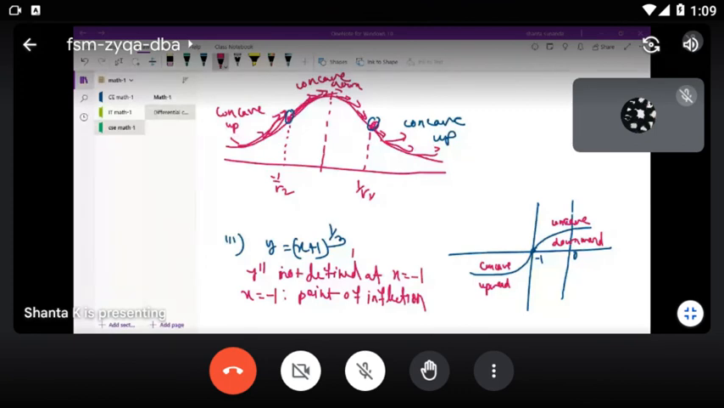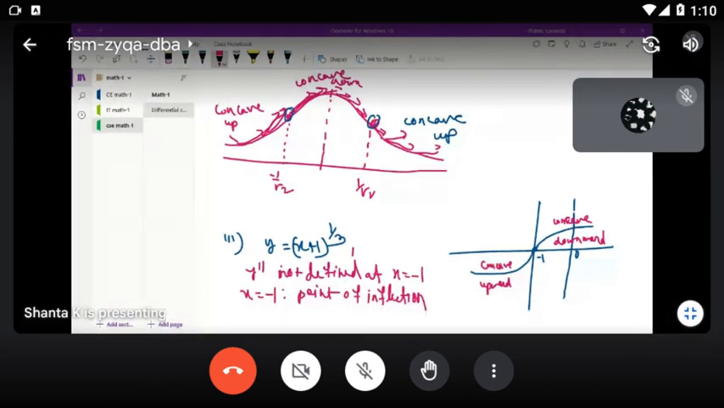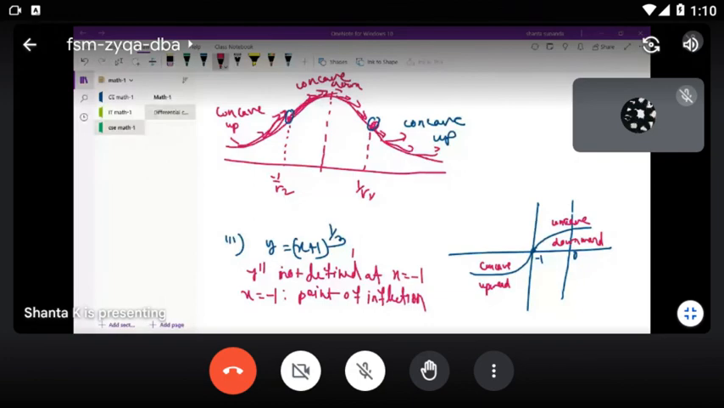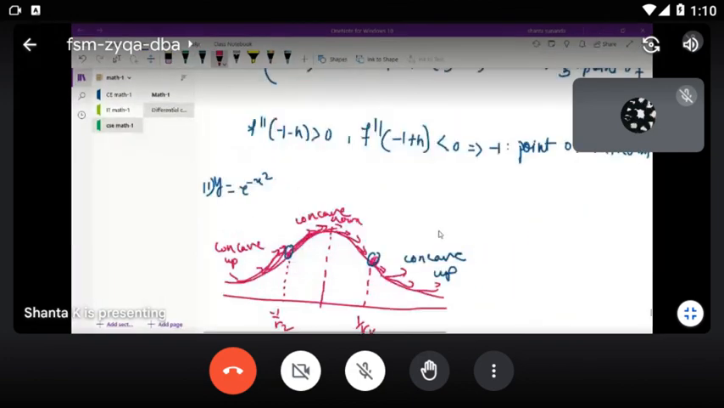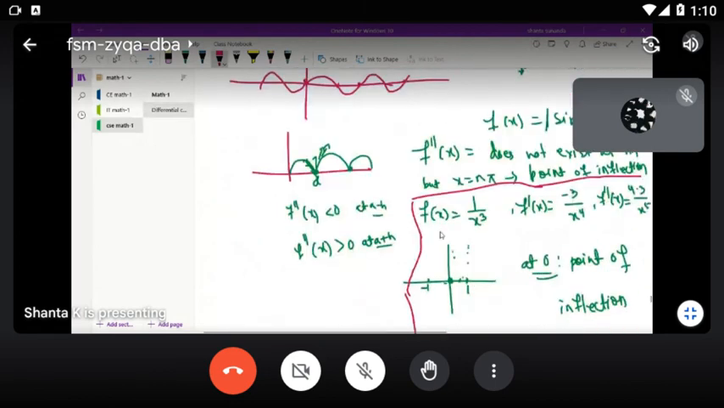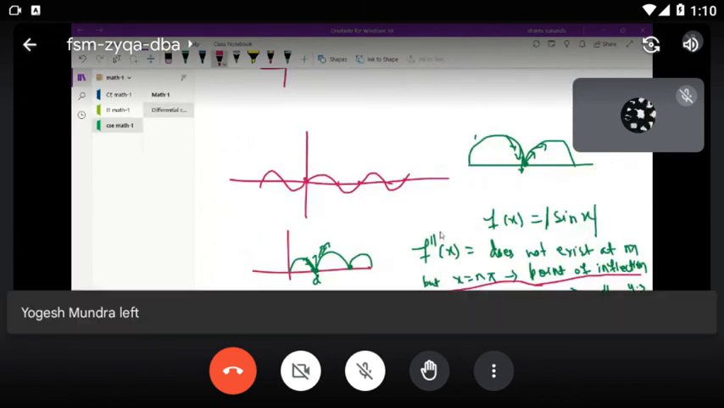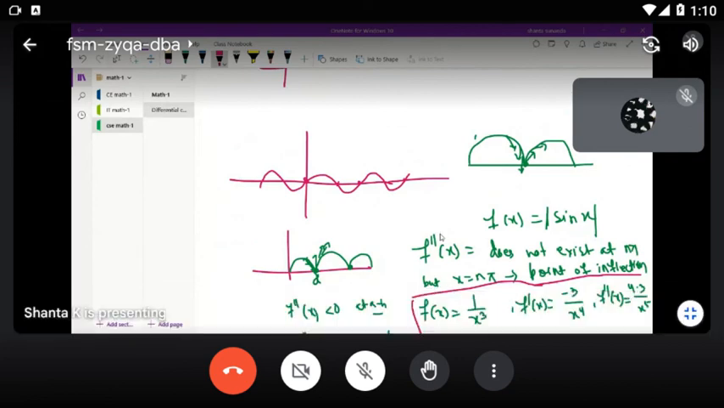We will continue next class also. Ma'am, what was the conclusion of the f of x equal to mod sin x graph? Was that a point of inflection or not? I feel it's a point of inflection, but you also go through it again, and we will discuss next class.